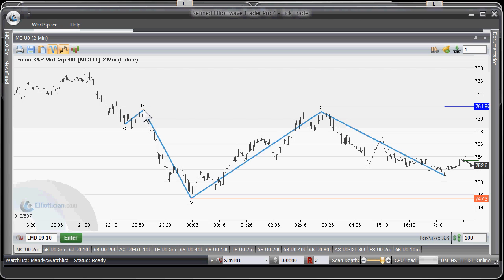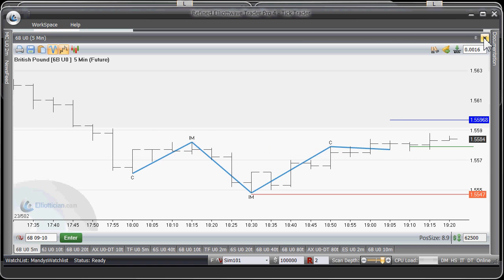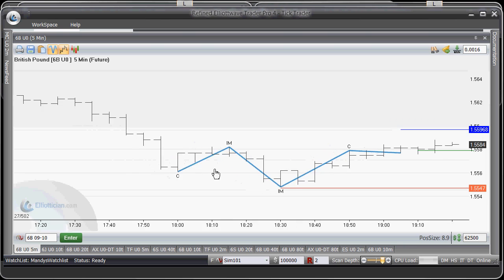Here we've got another setup. Strong move down, not particularly strong move back up again. It's moving up and down, it's reasonably messy, and this is pulling back way too far and too fast. So that's not qualifying either. Now, here we have an interesting pattern.